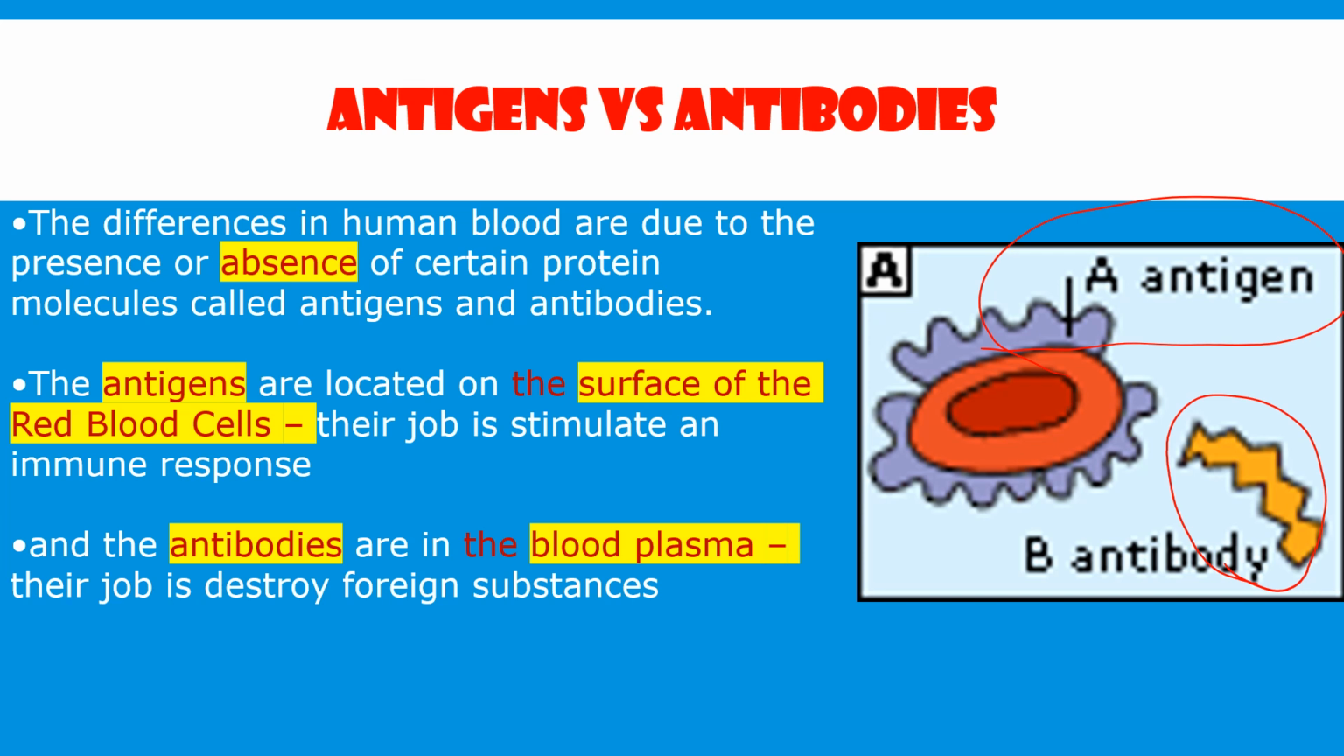This creates a few deal breakers in terms of blood transfusions, because if we have a B antibody, that would attack a B antigen. They're not mates. So therefore, if you have a blood type A, you will not be able to receive a B type blood transfusion.